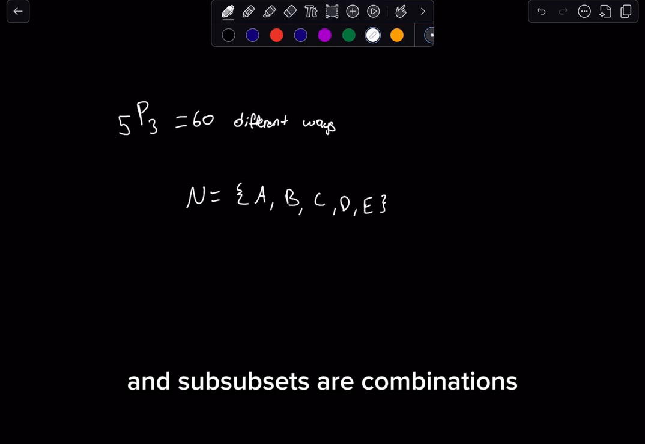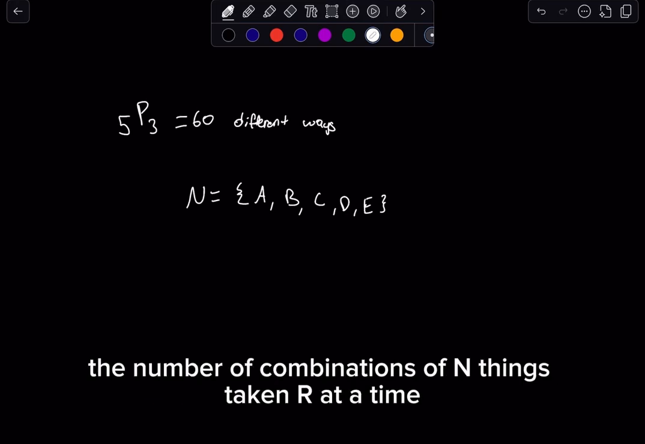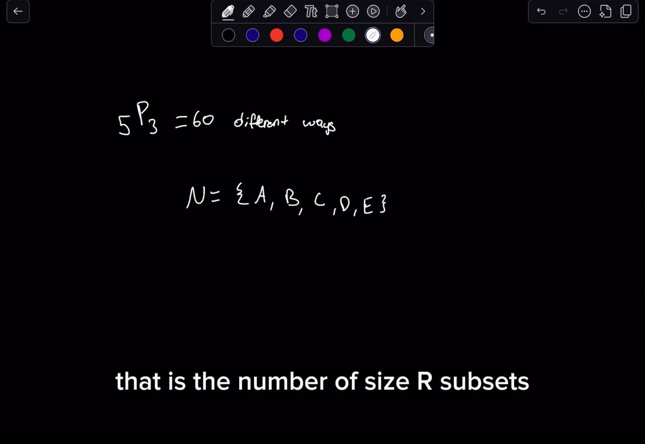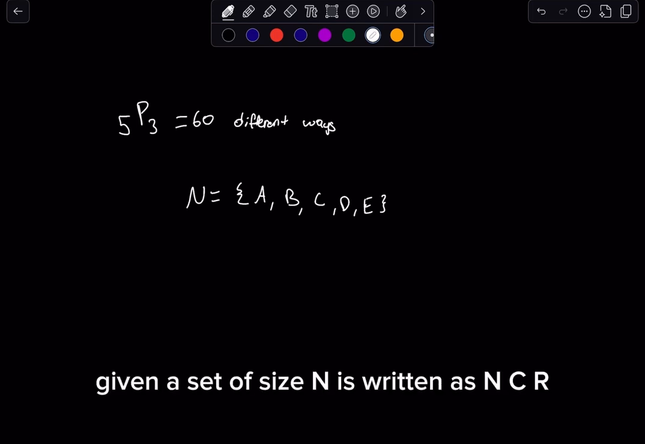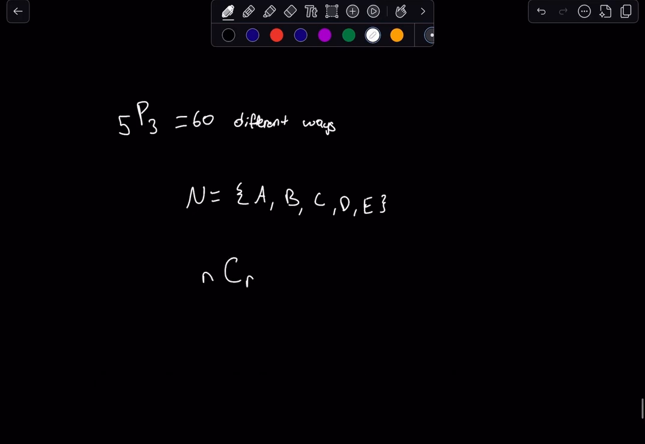And subsets are combinations. The number of combinations of n things taken r at a time, that is, the number of size r subsets given a set of size n, is written as nCr. There are n things available, and we're choosing r of them, so we can read it as n choose r.